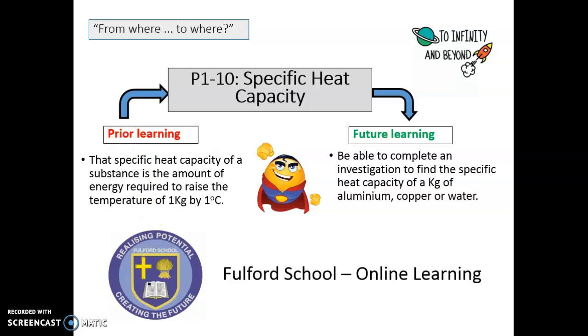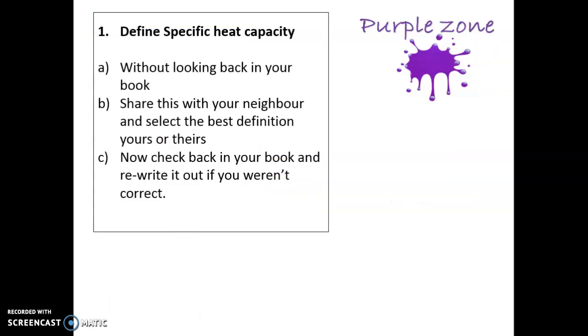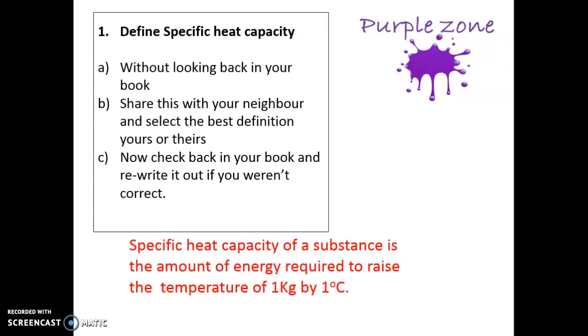So what we're going to do today is, without looking back in your book, maybe you won't be able to share this with your neighbour depending on if you're doing this remotely or in a socially distanced classroom, see if we can define what specific heat capacity is. Even if you can't do B, you can do C: check back in your book and write it back out if you weren't correct. It's really helpful if you can rote learn this definition. So, specific heat capacity of a substance is the amount of energy required to raise the temperature of 1 kilogram by 1 degree Celsius. Rewrite it out if you got it wrong.